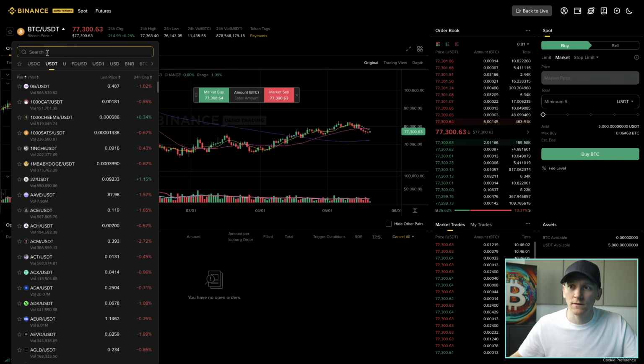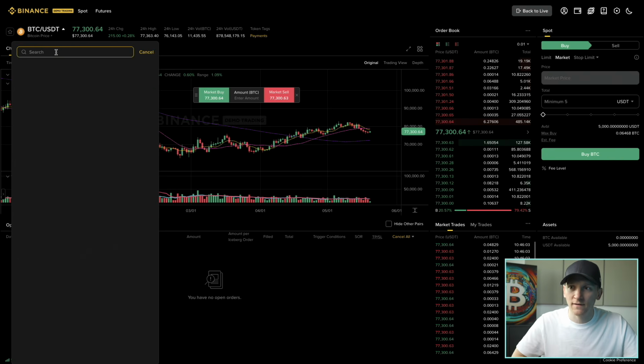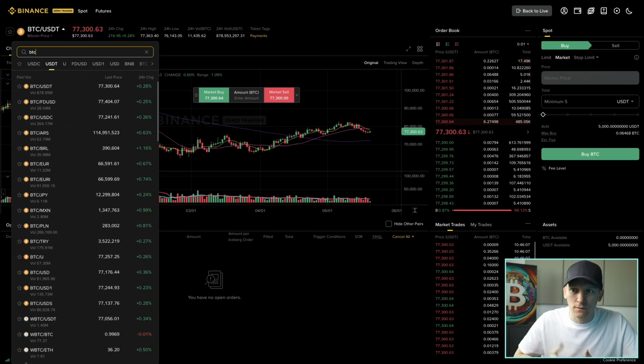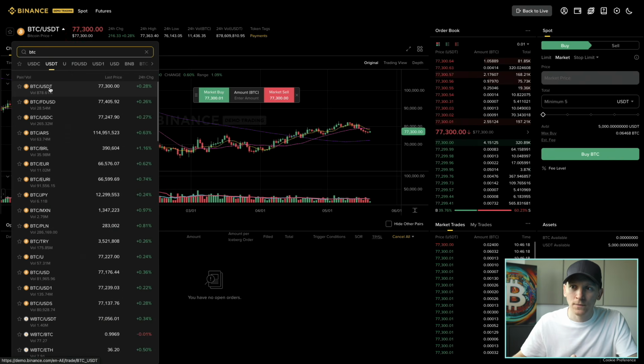Now what you want to do is go and search for trading pairs. So let's say that I want to buy Bitcoin. I can type in BTC, which is the ticker of Bitcoin, and you see all these different trading pairs that Bitcoin trades against. Now we've got USDT, so that's the trading pair that we would go ahead and trade. So we've got USDT. The other side of the trading pair is Bitcoin. So we're buying and selling Bitcoin and USDT.